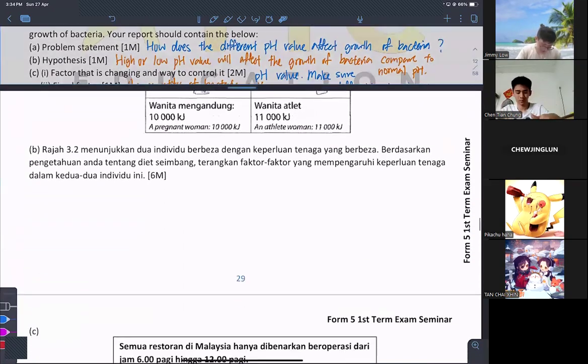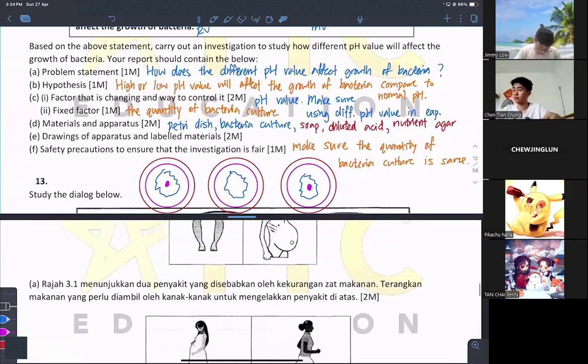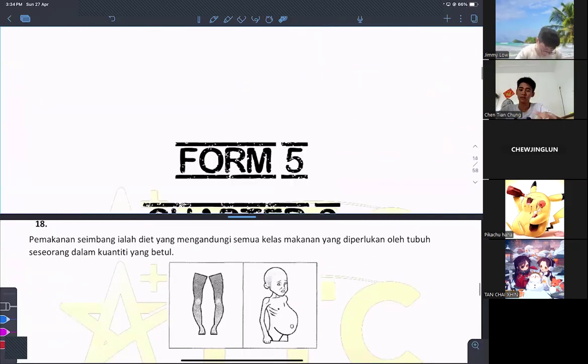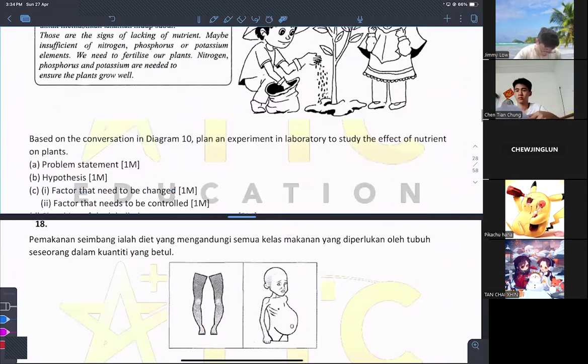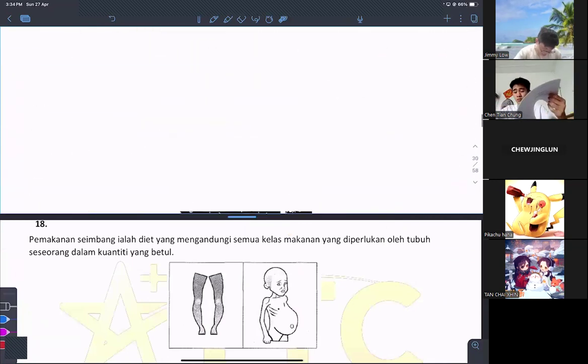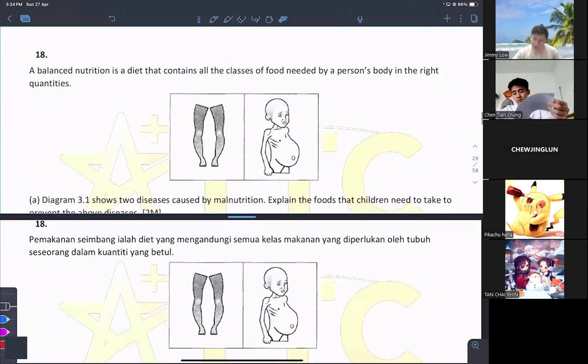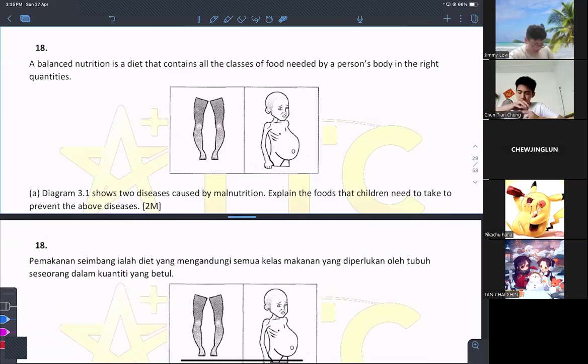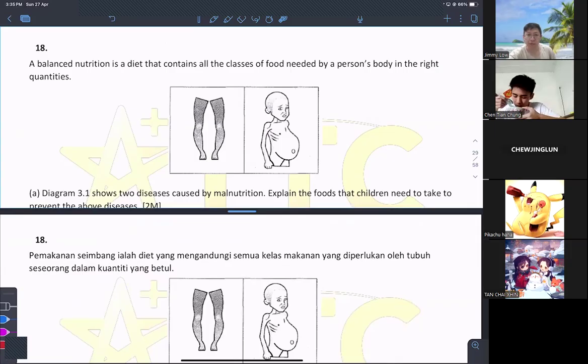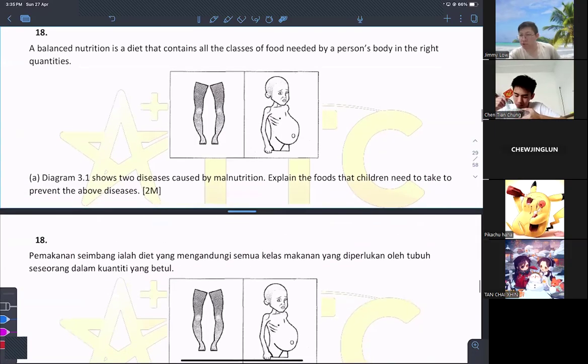Okay, doesn't matter. You go to chapter 2, question number 18, which is page 29. This one. Can make sure the quantity of bacteria culture is even. Can. You see, this one, same meaning, different words. I mean, different words, but same expression. Okay, doesn't matter. This one is your optional question.